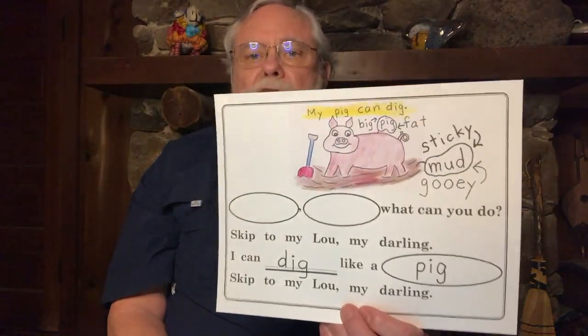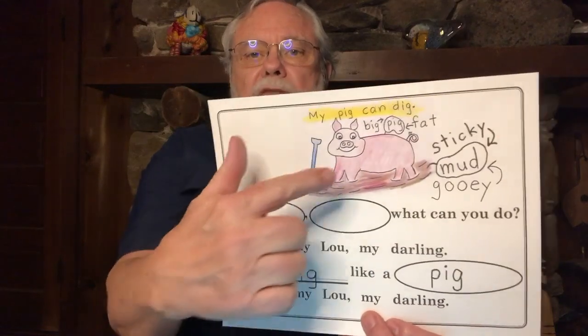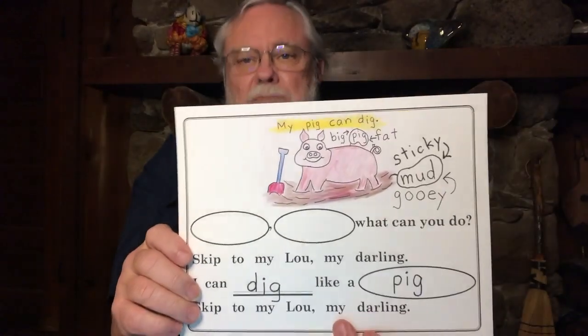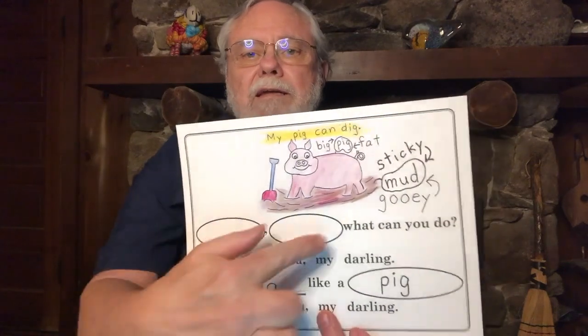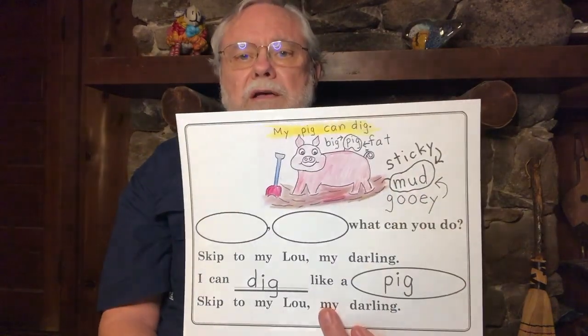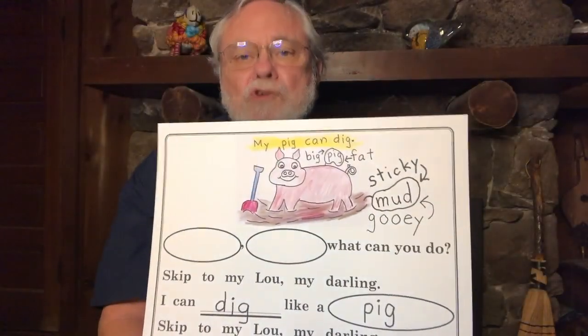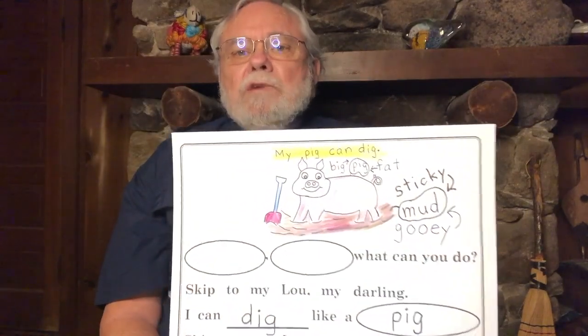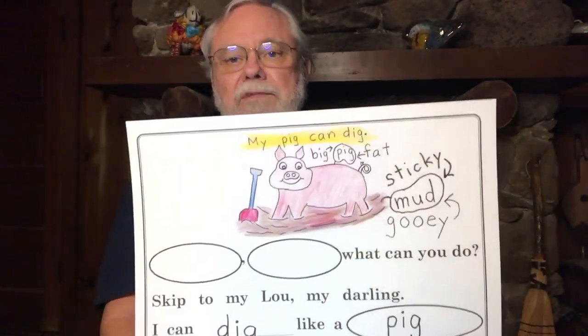And then after we do our verse, we need to put a picture up here to show what the words mean. So here's a picture of a pig digging. And this pig, I called him a big fat pig. So we put in two words to describe him. And then he's digging in mud. So I wrote the word mud, and I was looking for some fun words to put with mud. So I put sticky mud, and gooey mud. So this is sticky, gooey mud. Then I wrote a little sentence up here to tell about my picture, and I wrote, my pig can dig.